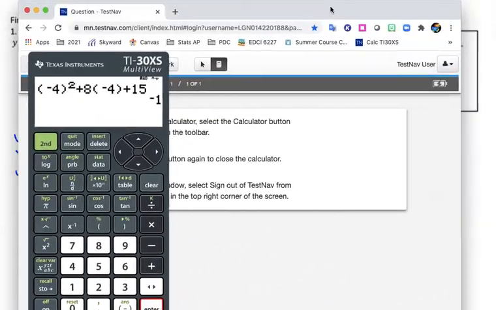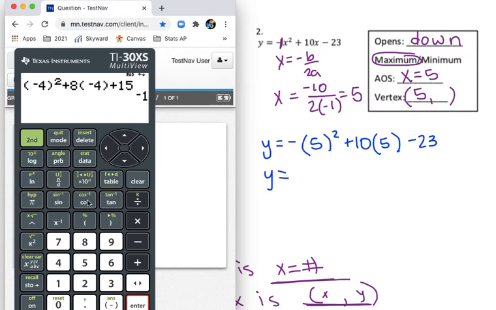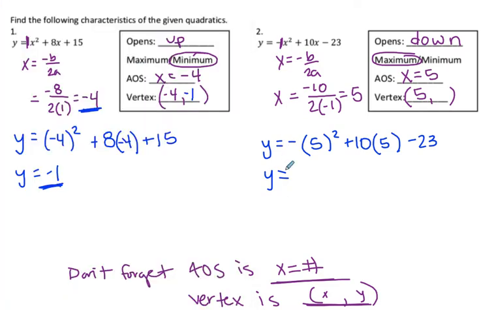Okay, so now I have too big of a screen here. So we will take negative, parentheses, 5 squared plus 10, parentheses 5 minus 23. And so the y value I get here is 2. All right, so I have my x, now I have my y. So again, this is giving us a really good idea of what this looks like on the graph. Right now we're finding them algebraically, and then the next day we'll start putting them on the graph to actually plot and get an idea of this picture.